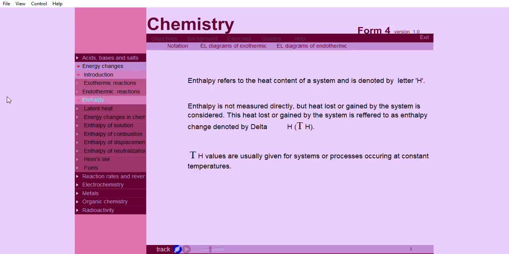Enthalpy refers to the heat content of a system and is denoted by letter H. Enthalpy is not measured directly, but heat lost or gained by the system is considered. This heat lost or gained by the system is referred to as enthalpy change, denoted by delta H. Delta H values are usually given for systems or processes occurring at constant temperatures.